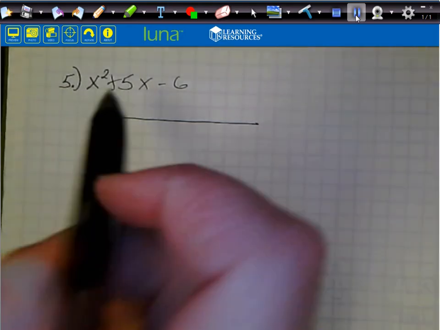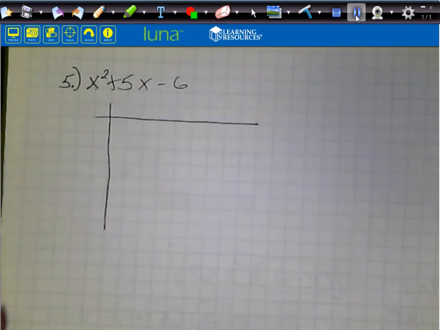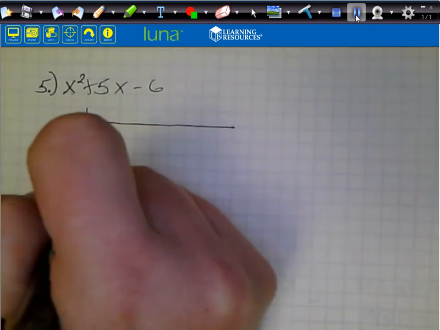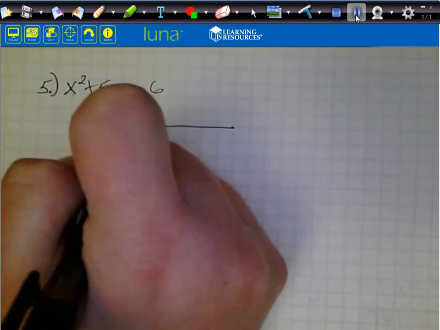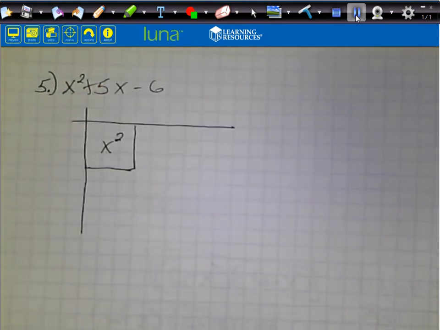All right, that means I have 1 x squared piece, 5 x pieces, and 6 negative unit pieces. So again, I'm going to start out with that x squared piece because I know exactly where it goes. But again, I've got to keep playing around with these other pieces until I get them to fit. So right now I don't want you to write down what I'm going to do. I'll tell you again when to start writing.